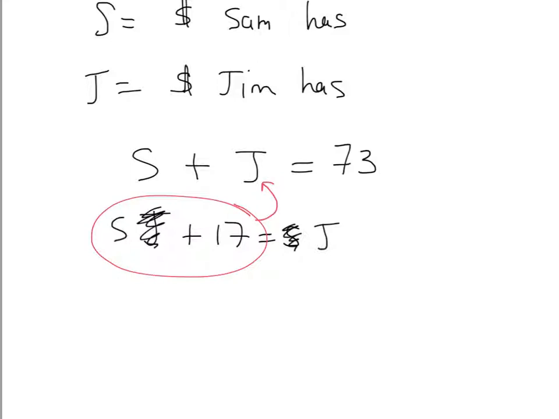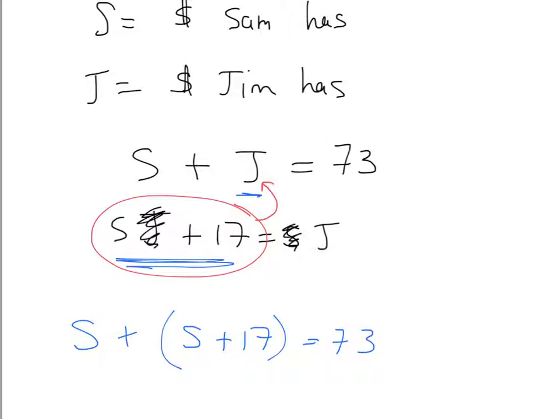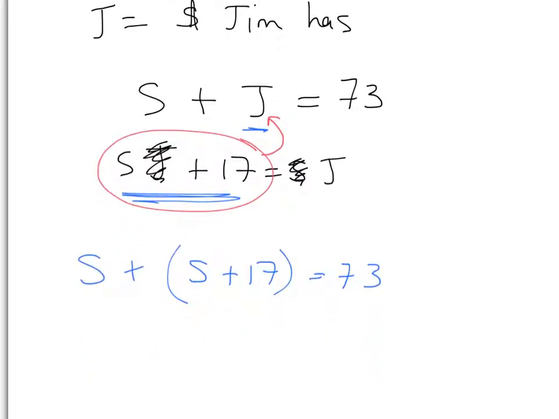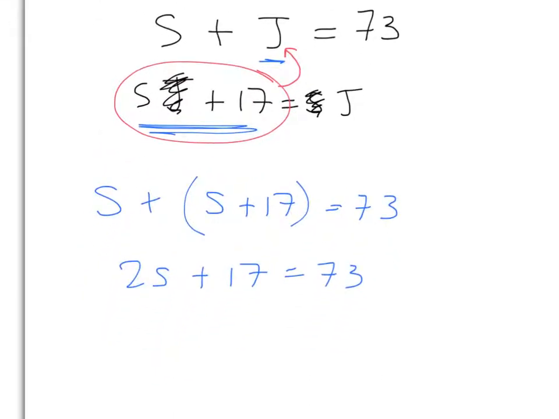And that's where Charles came up with that equation he said in the beginning. Charles started us off with S plus 17 equals 73, and that's what we get as a result. If we take this quantity, S plus 17, and plug it in for J, we get exactly what Charles was alluding to in the beginning. So we get 2S plus 17 equals 73. Subtract 17 from both sides. We get 56 equals 2S. And then divide by 2.